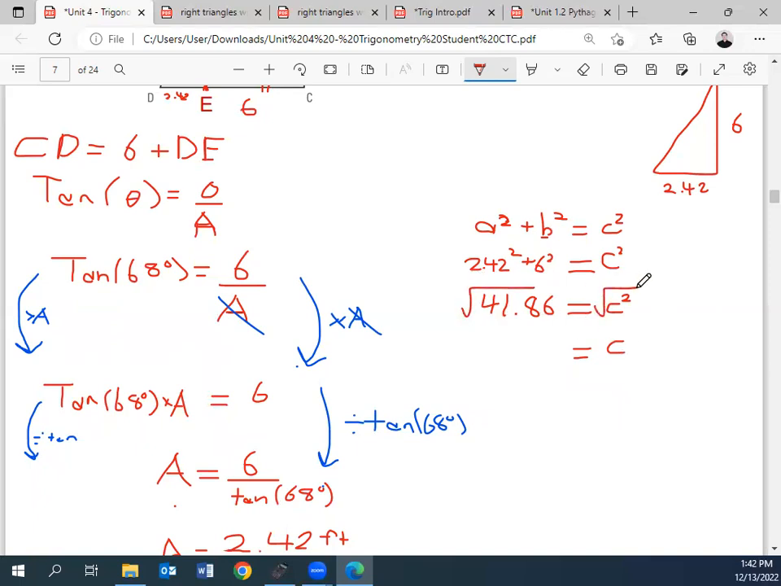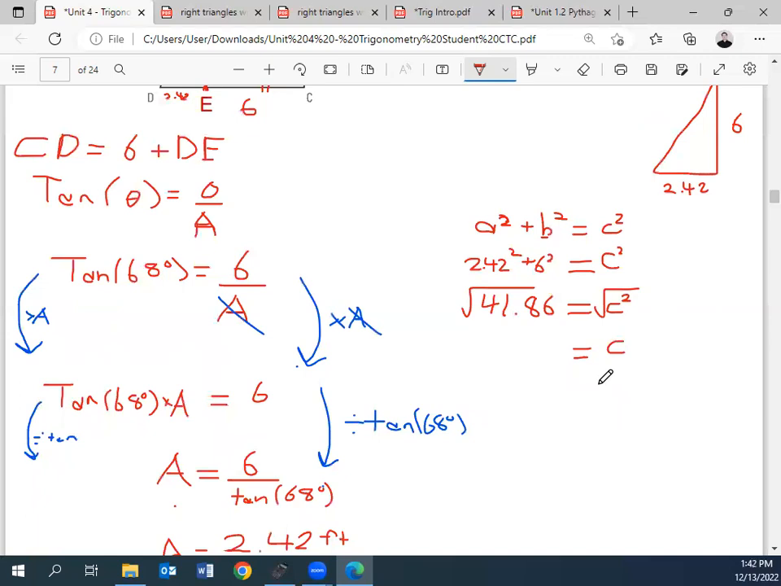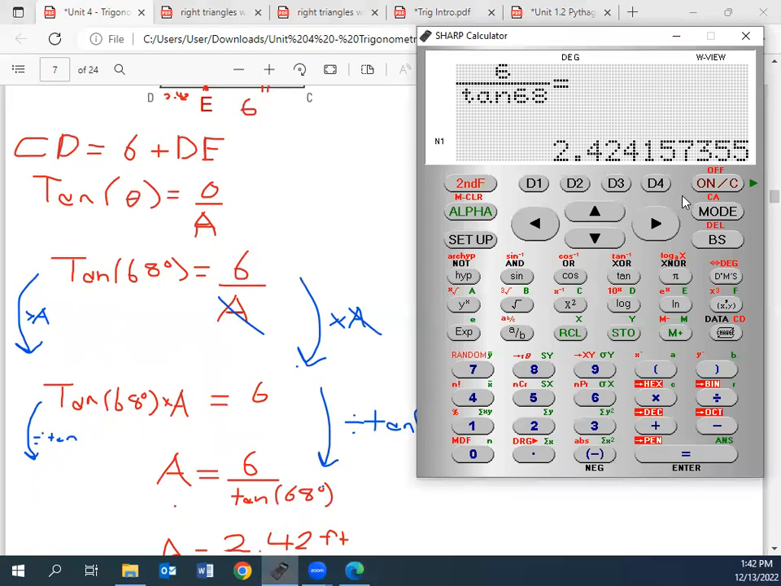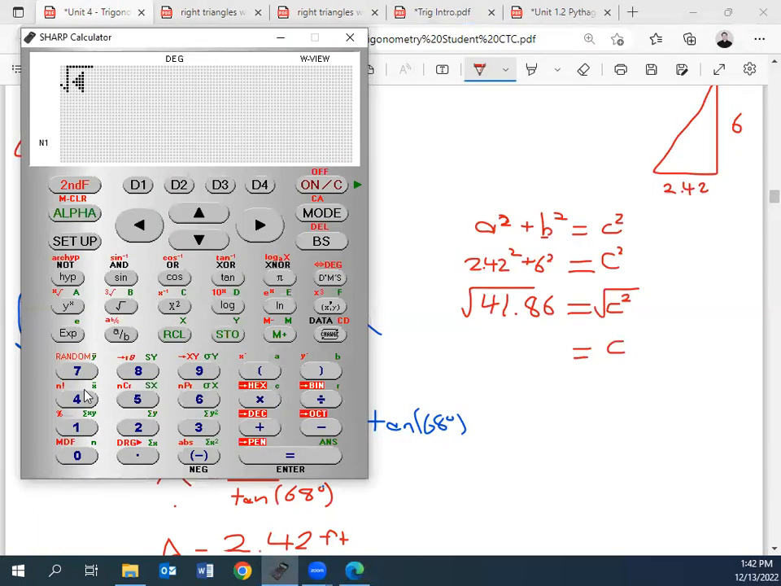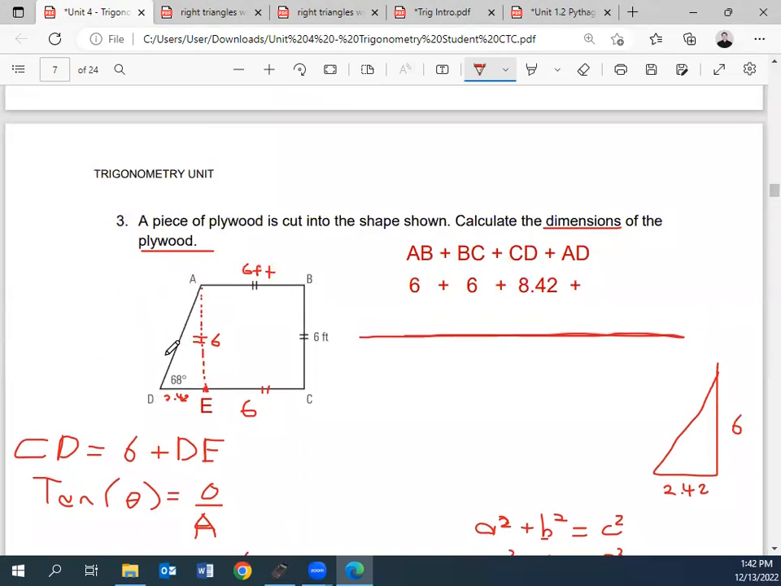Square root, square root. Someone tell me, why am I taking the square root of c squared? How does that give me c? Okay, I'm gonna finish this and then I'm gonna explain why. So I'm gonna take the square root of 41.86, which is 6.47. So 6.47 is c. It's not just c though, it is the length of this line.